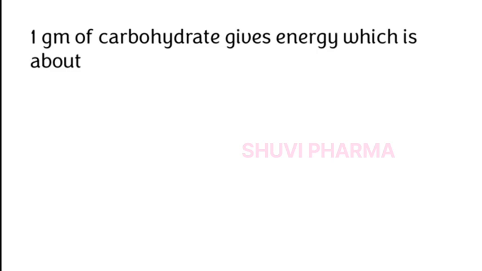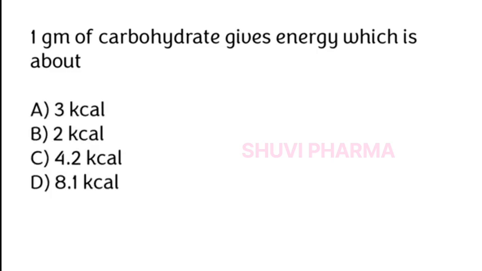1 gram of carbohydrate gives energy which is about 3 kilocalorie, 2 kilocalorie, 4.2 kilocalorie, 8.1 kilocalorie. The correct answer is option C. 1 gram of carbohydrate gives energy which is about 4.2 kilocalorie.